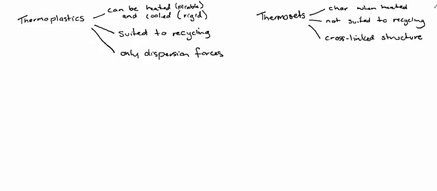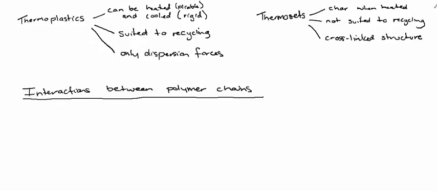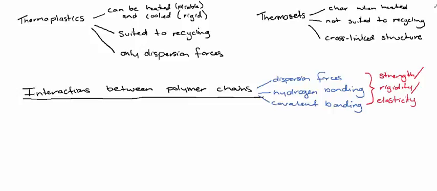So this leads us into a wider consideration of the interactions between polymer chains. Depending on the type of polymer, this can vary from dispersion forces, hydrogen bonding, and covalent bonding. And the type of interactions between the polymer chains will influence the strength, rigidity, and elasticity of that specific substance.